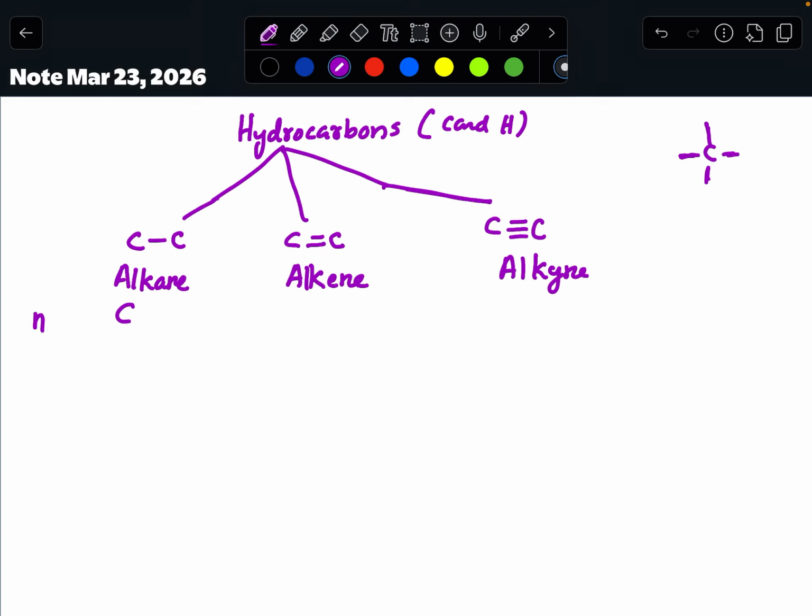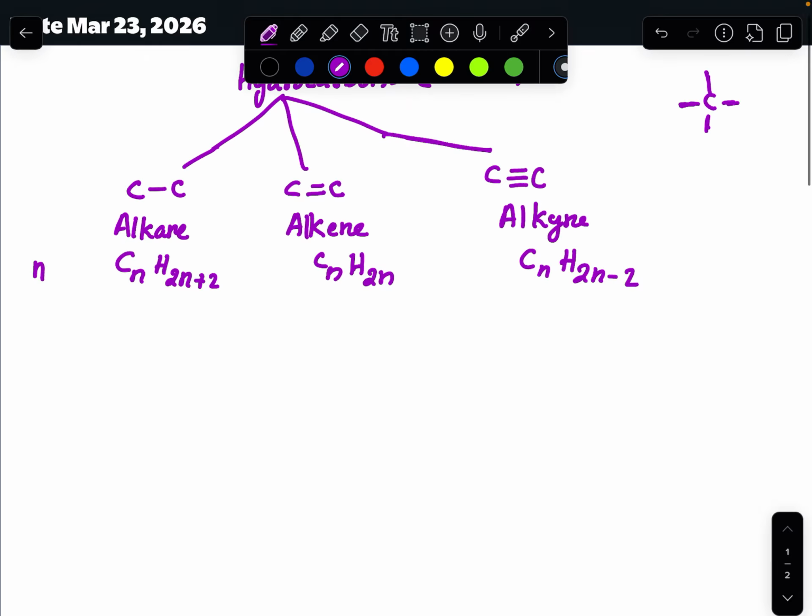This is how we write the formula. If n is the number of carbon atoms, then for an alkane the hydrogen will be 2 times n plus 2. If it is an alkene, it is 2 times n, that is CnH2n. If it is an alkyne, it is CnH2n minus 2. Okay, you don't need to worry about that.